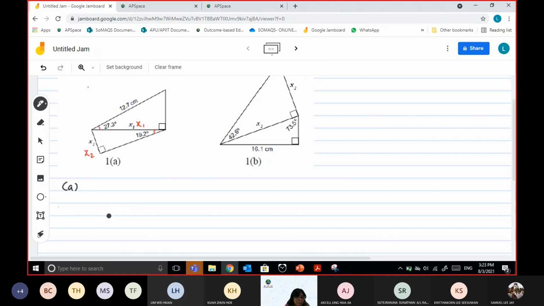If you look at part A, I give one example. Adjacent over hypotenuse refers to the cosine. So cosine of 27.3 equals x1 over 12.7. From here, we can solve for x1, which is 12.7 times cos 27.3.